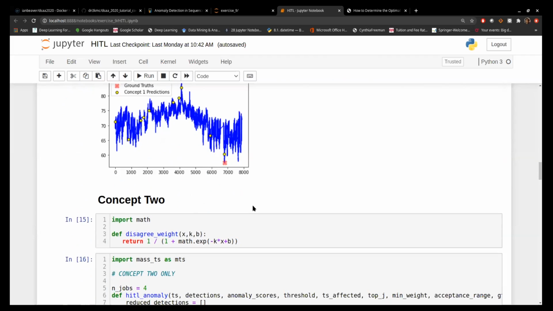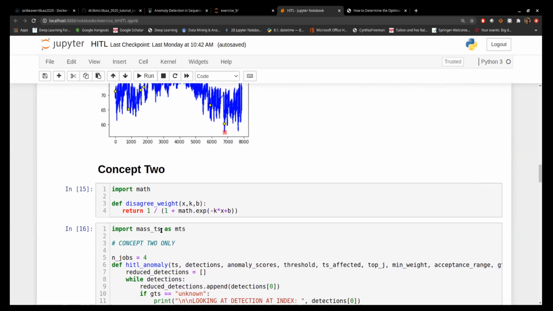Now we're going to experiment with concept 2, where similar instances of disagreement by the annotator should be removed. And the weights are produced by a sigmoid function where these k and b are parameters that are dependent on how similar the instances of disagreement are. So to find similar instances, we use Mueen's algorithm for similarity search to find similar subsequences, otherwise known as motifs. So we use the mass.ts Python library to do this.